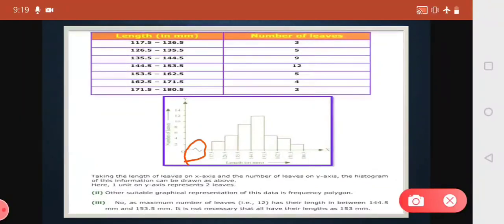So we have to mention that, and after writing this we will select the box, that is you can make this zigzag sign in the first box, and you will select from the second box your class intervals, that is you will write 117, then 117.5, then 126.5, then 135.5. You will mention only the lower limits on each box.